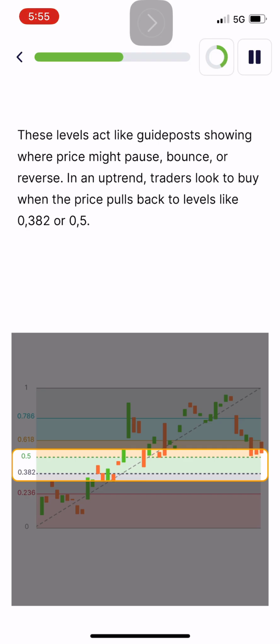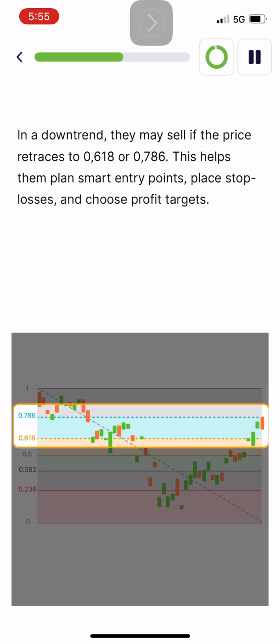In an uptrend, traders look to buy when the price pulls back to levels like 0.382 or 0.5. In a downtrend, they may sell if the price retraces to 0.618 or 0.786. This helps them plan smart entry points, place stop losses, and choose profit targets.